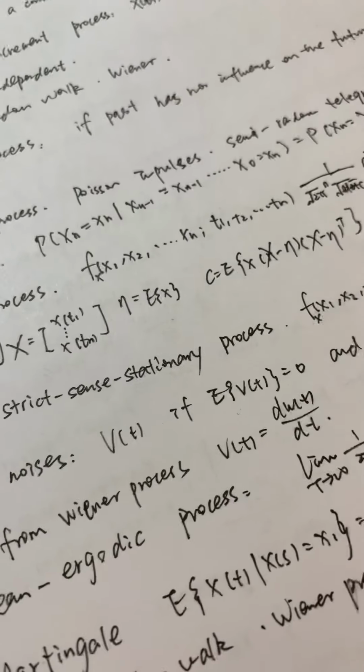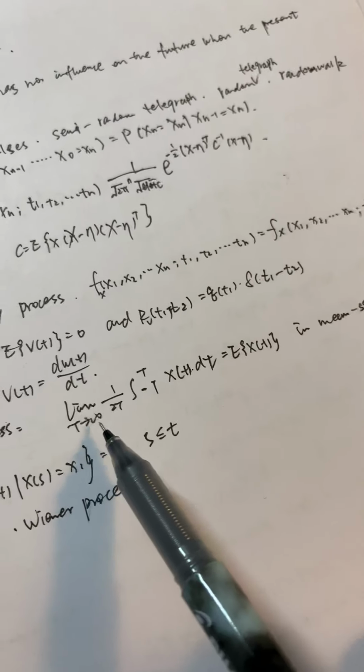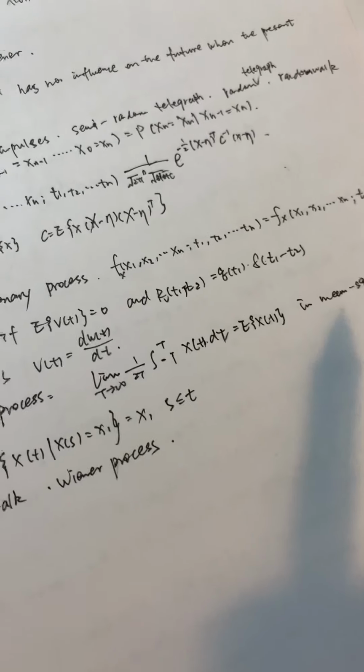The seventh process is a mean ergodic process. From the lecture we got that if the process meets this expression in the mean square sense, it is a mean ergodic process.